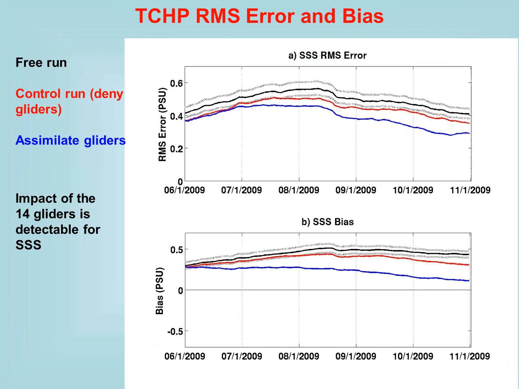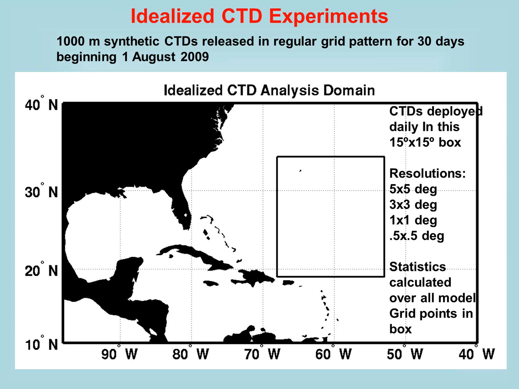So I wanted to further understand what was happening. So I decided to perform several idealized experiments within the box shown, where I simulate 1,000-meter CTDs, synthetic CTDs, released in a regular grid pattern for 30 days beginning 1 August 2009. And I'm looking at experiments with 4 different resolutions. I've simulated, taken every 5 by 5 degrees, 3 by 3, 1 by 1, and 0.5 degrees. These latter 2 cases would approximate what we did in the Gulf of Mexico region. So I want to see if we can see consistency with the Gulf of Mexico results with this set of experiments.